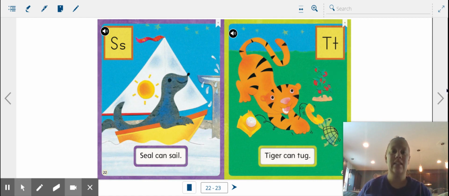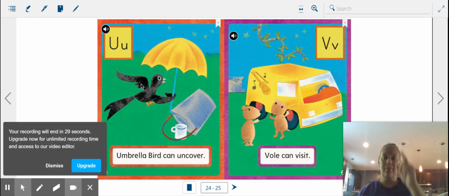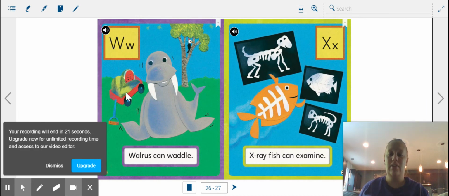T, what does T say? Good, T says tiger can tug. U says like you're going up. Umbrella bird can uncover. Vole can visit. W, walrus can waddle.